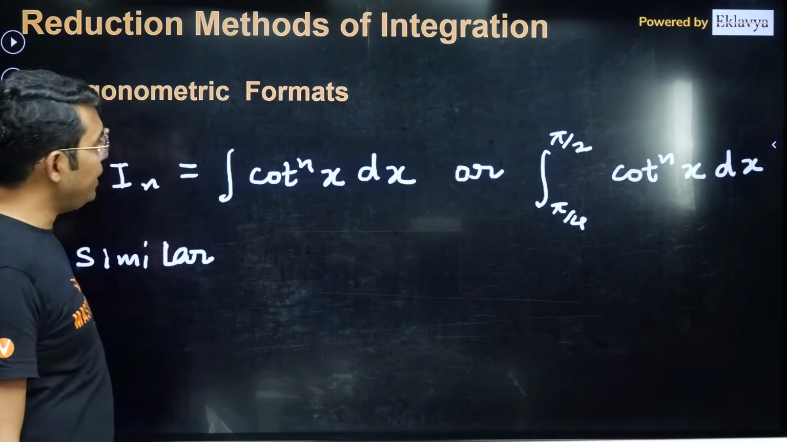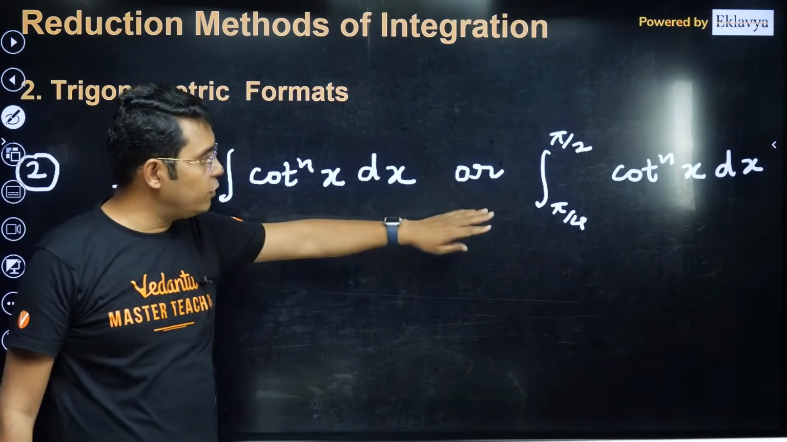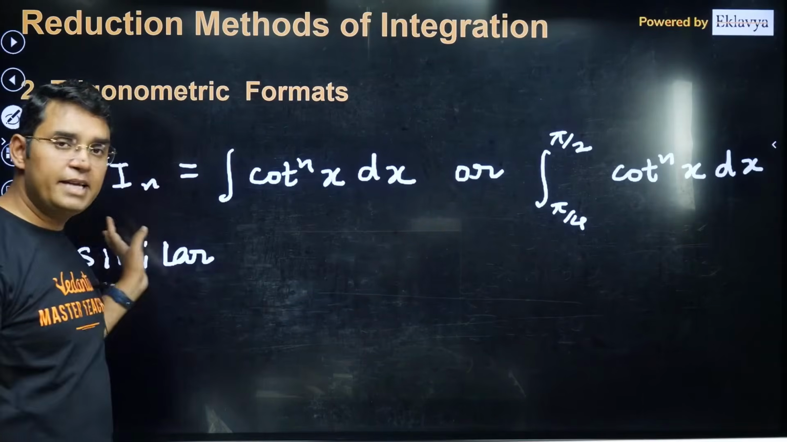Now cot power nx, or cot power nx from pi by 4 to pi by 2, they are exactly the same as tan.